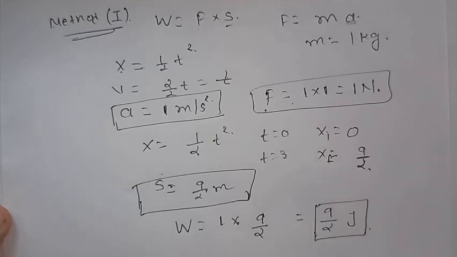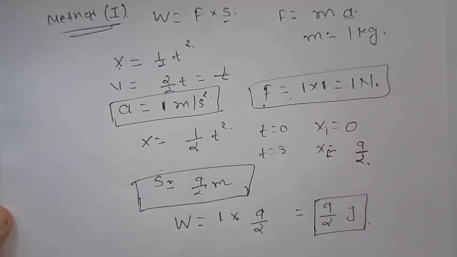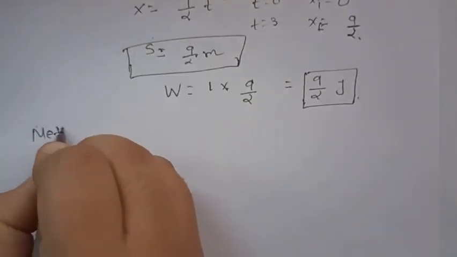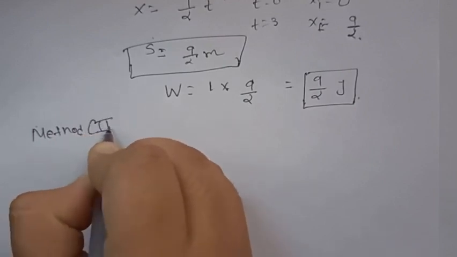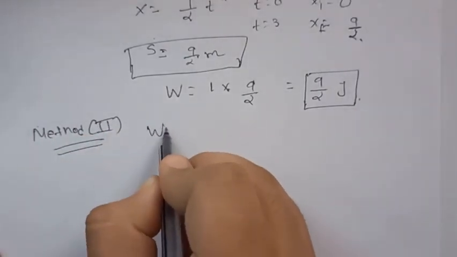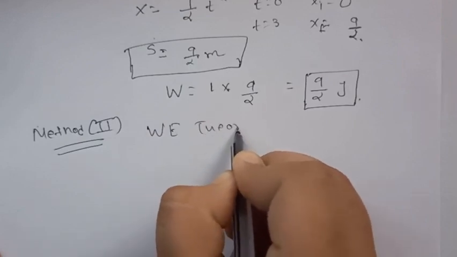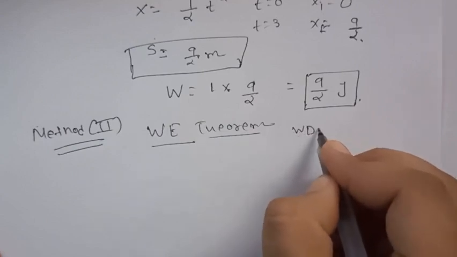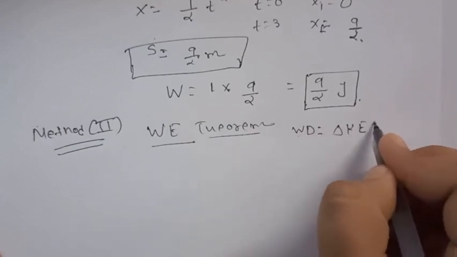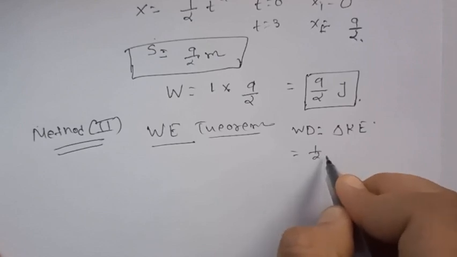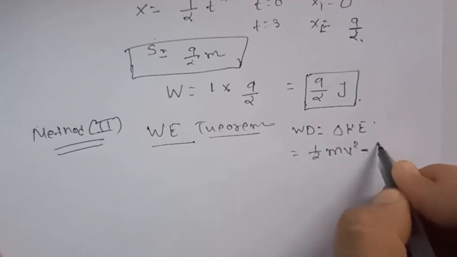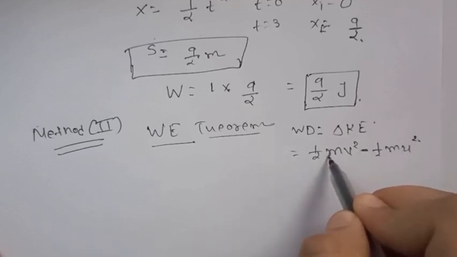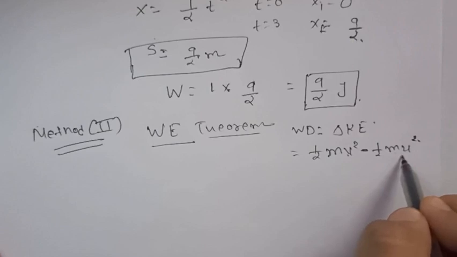Now we will find the work done using work energy theorem. So let us see the method 2, that is by using work energy theorem. According to work energy theorem, work done is equal to change in kinetic energy, that is equal to half m v square minus half m u square. We know the value of mass, 1 kg. We have to find the final and initial velocities.